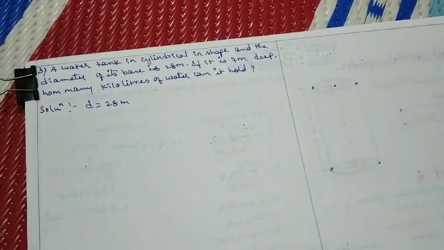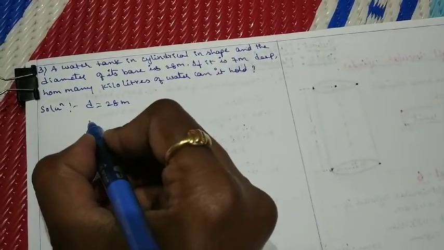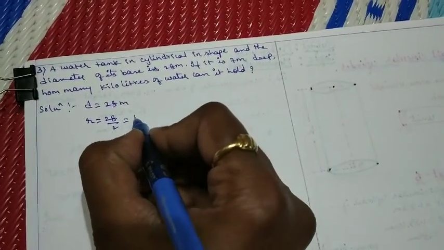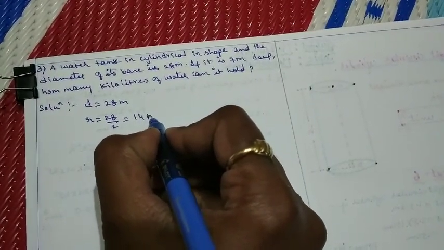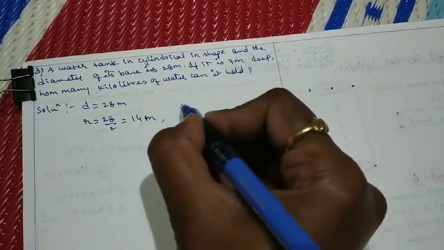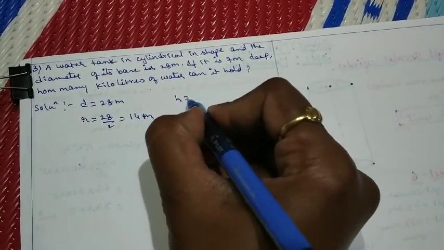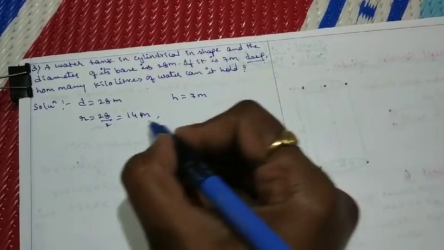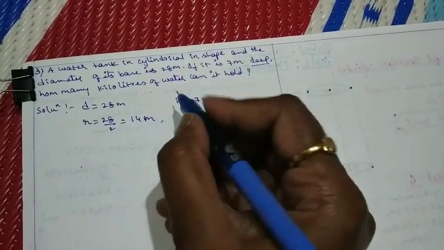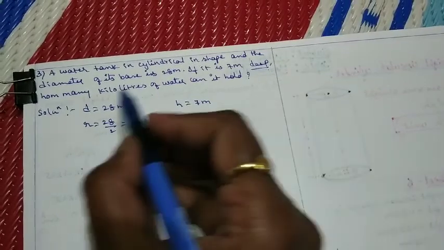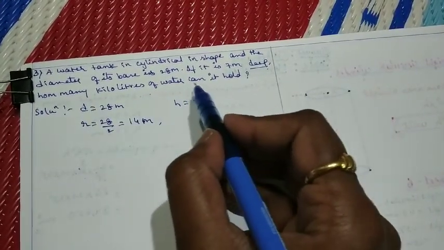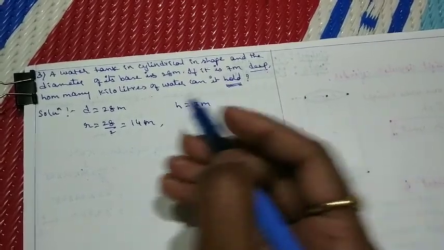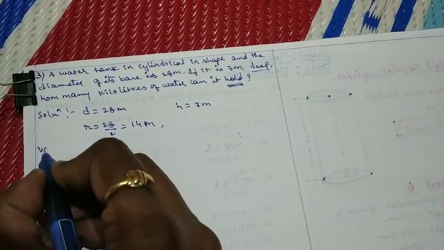So the diameter of the cylinder is 28 meter. Convert into radius. We know that radius is equal to diameter by 2. That is 28 by 2, 2 ones are 2, 2 fours are 8, so 14 meter we got as the radius, and height is given as 7 meter deep. Deep in the sense height, and both the units are the same. So directly we can find the volume. Here he is asking how many kiloliters of water can it hold. Hold is nothing but volume. Clear? So we need to find the volume of the cylinder.